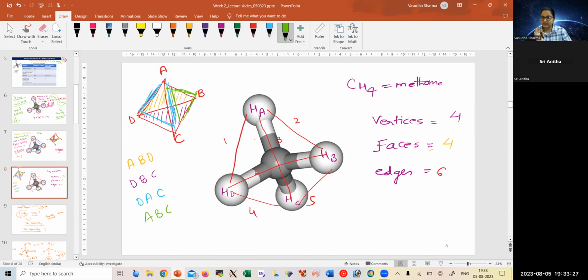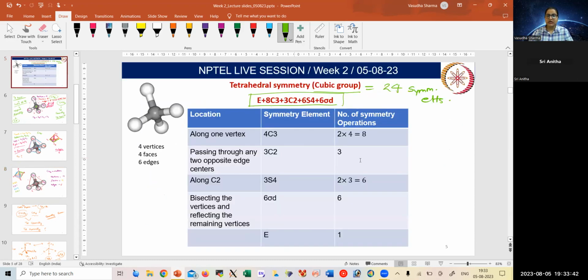So now the faces are clear to you? Yes, ma'am. Yeah. So here we are having the 4 faces. So we have defined the 4 vertices, we have defined the 4 faces, and we have seen how 6 edges are there. Now the question is, how do we define our symmetry elements? We know that tetrahedral symmetry is having 24 symmetry elements. That means these symmetry elements, when applied on a molecule having a tetrahedral symmetry, should give me exactly the similar kind of conformation that a tetrahedral has.